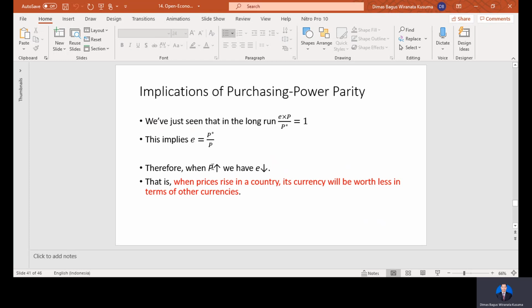Therefore, when the price increases, we have a lower exchange rate here. That is, when prices rise in a country, its currency will be worth less in terms of other currencies. So the prices here must be kept equal. Otherwise, the currency will be changing over time.